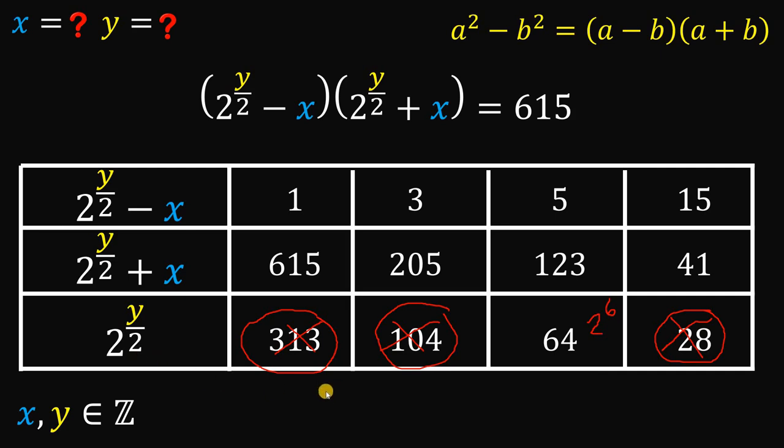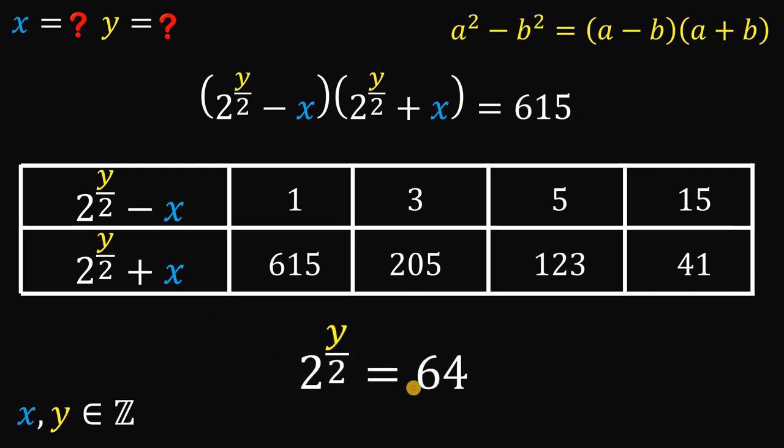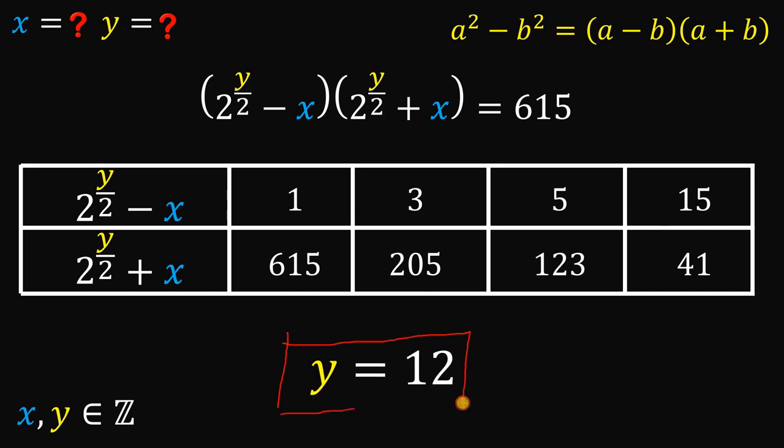So 2 raised to y over 2 must be equal to 64. Again, 64 can be written as 2 raised to the power of 6. Now, since they are equal and the bases are equal, their exponents must be equal. So y over 2 must be equal to 6. Now, let's solve for the value of y. Let's multiply both sides by 2. So 6 times 2 will give us 12. The value of y must be equal to 12.